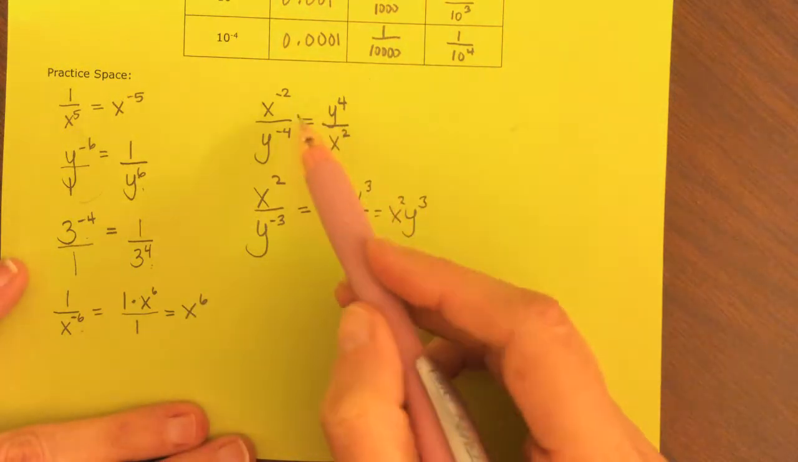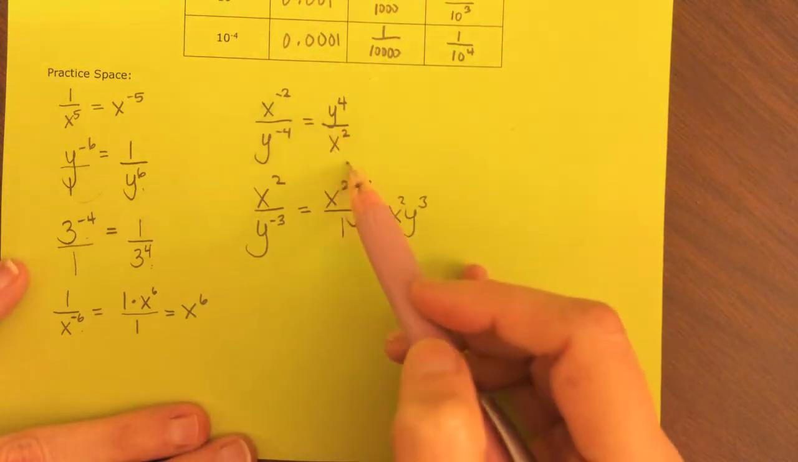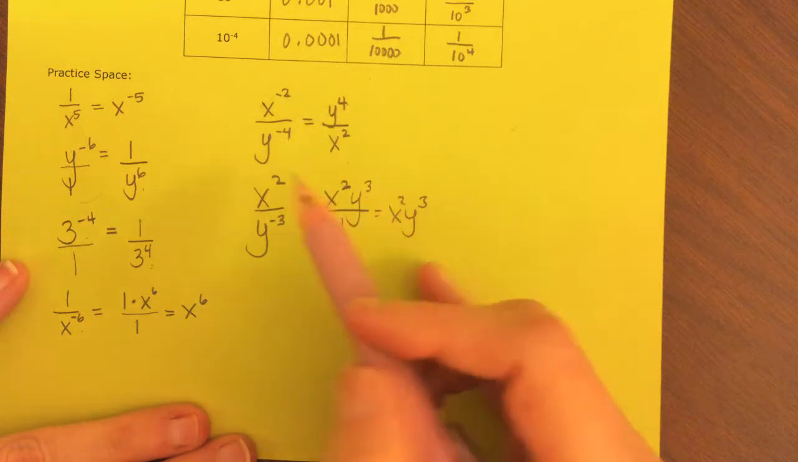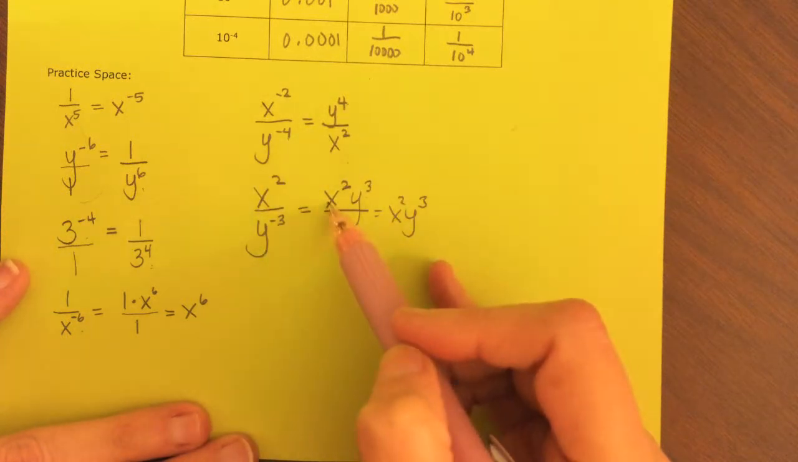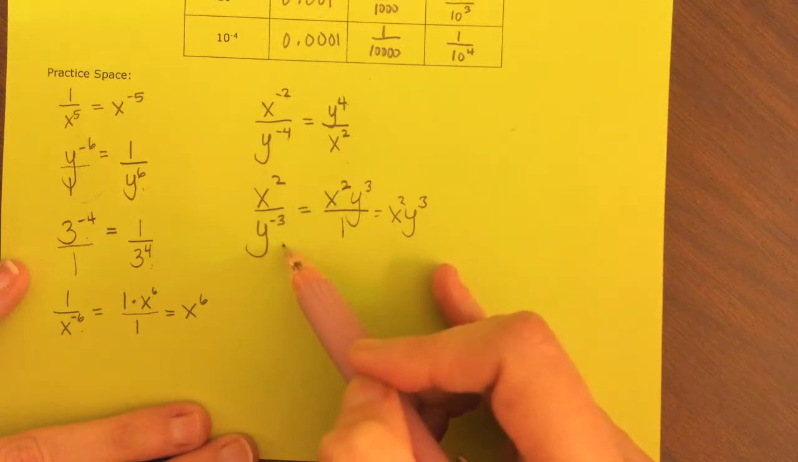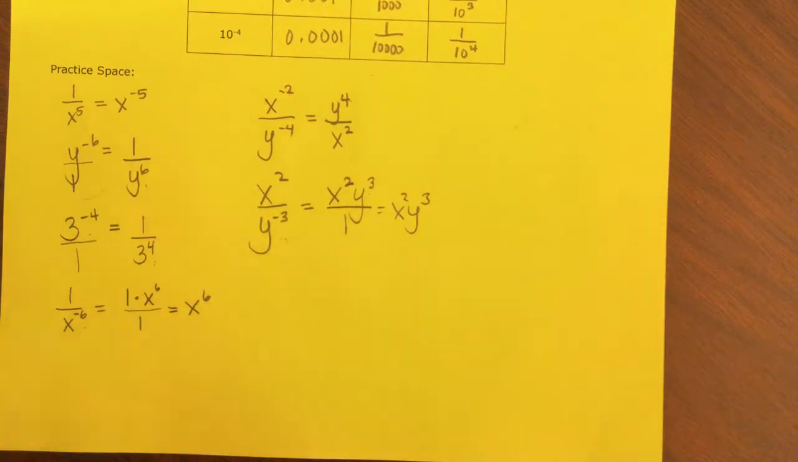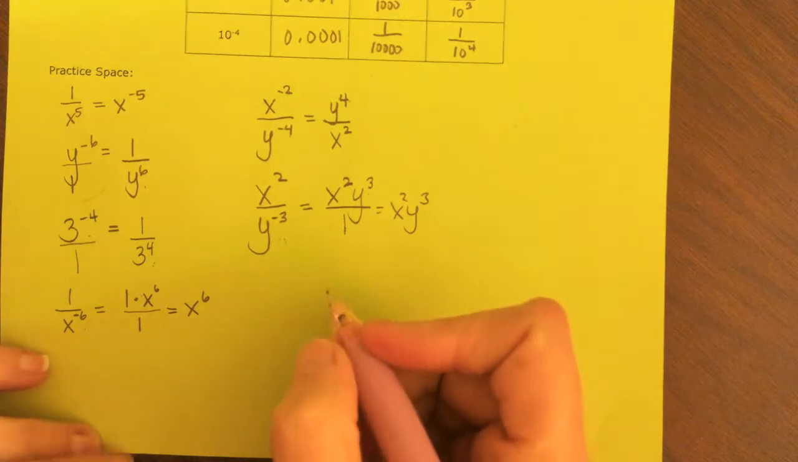Okay? Same thing over here. This one was negative, so we had to move it to the bottom. This was negative, we moved it to the top. For this one, it was positive, so it didn't have to change. It got to stay right where it was, but this negative had to move. Okay? Let's try a harder one. Okay? Let's try this one.